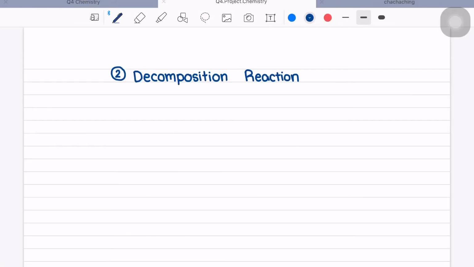So the second reaction is decomposition reaction. This reaction is totally opposite to the synthesis reaction. In this reaction, a single compound undergoes a reaction that produces 2 or more simpler substances. So here's the formula. AX, they're together, and then after that, it will form A plus X. So it means that at first they are together and it is called the complex substance, but when it undergoes a reaction, it will form the simpler substances, which are A and X.